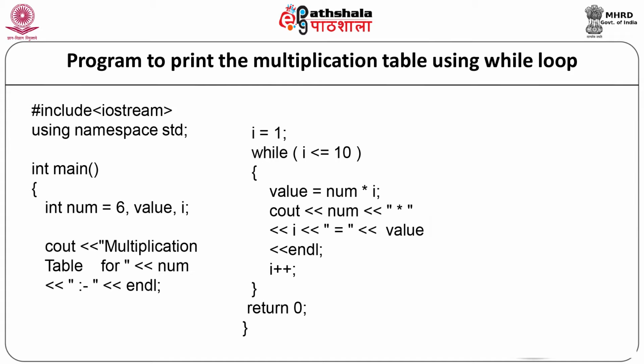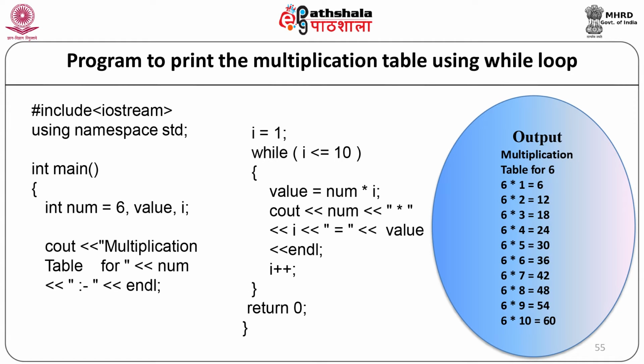What we are doing inside the while loop is value equal to num into i, and we are displaying on the screen the message cout num * i = value, i plus plus. We are ending the while loop and we are ending the main program. Now, when the above code is compiled and executed, it will result as 6 into 1 equal to 6, next line 6 into 2 equal to 12, completing the table of 6 up to 60.